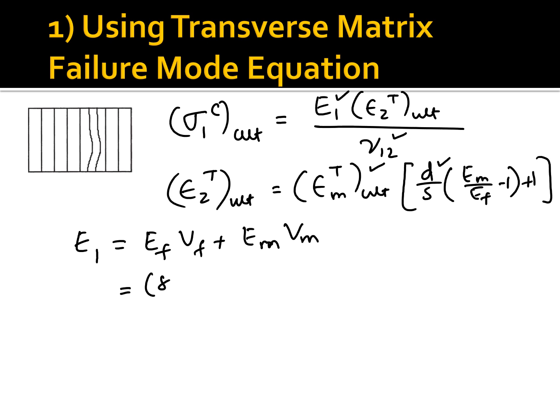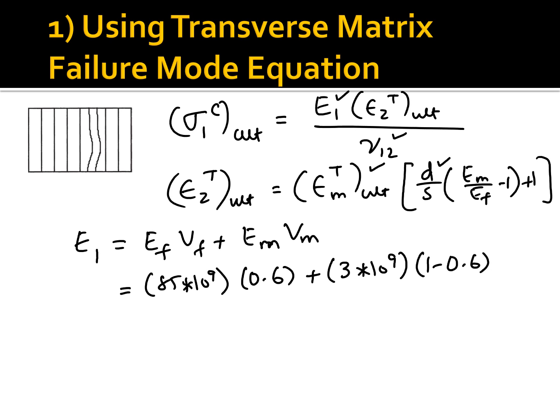The Young's modulus of the fiber is 85 gigapascals. Volume fraction is 0.6. Young's modulus of the matrix is 3 gigapascals. Volume fraction is 1 minus 0.6 because that's the volume fraction of the matrix. And that gives us 52.2 times 10 to the power 9 pascals.